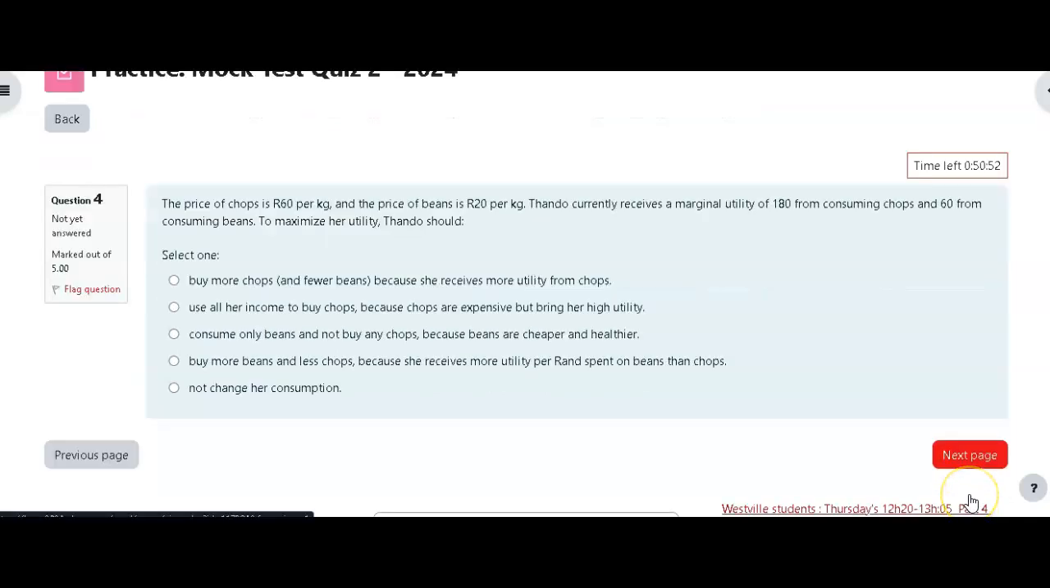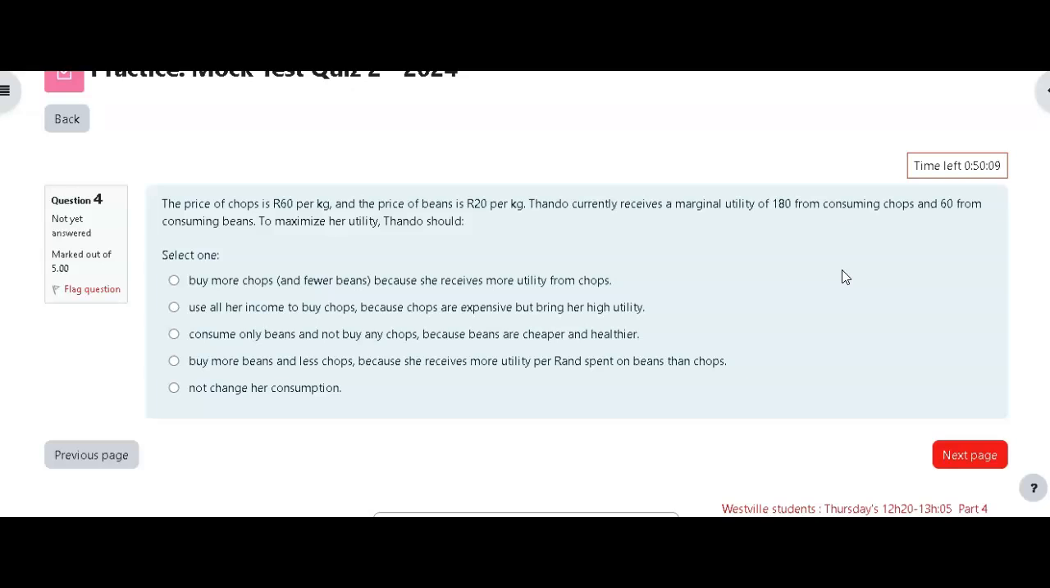The next one. The price of chops is 60 Rand per kilo and the price of beans is 20 Rand per kilo. Dano currently receives a marginal utility of 180 consuming chops and 60 from consuming beans. Now, when you want to choose between two products and they give you the price and the utility, there's only one way to find that out. You cannot say that because Dano gets 180 utils, he'll pick the 180. You can't. If you look at my previous video, I told you whenever you come to this situation, you calculate something called the marginal utility per rand.